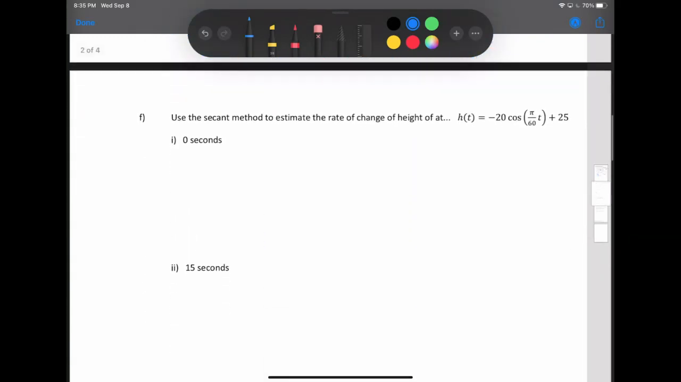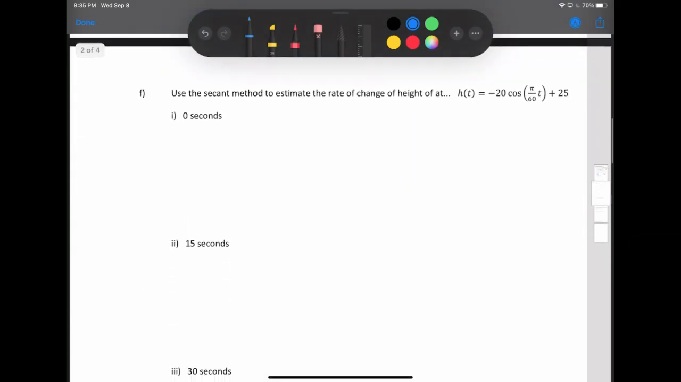For part F, we want to use the secant method to estimate the rate of change of height at different times. Now I want to point out that the rate of change of height is also a speed, but it's not the speed of the Ferris wheel going around, it's the speed of the height changing. So there's going to be a couple things that I can point out just based on logic, and that's that at 0 seconds, I'm just going to draw a Ferris wheel over here for a moment.